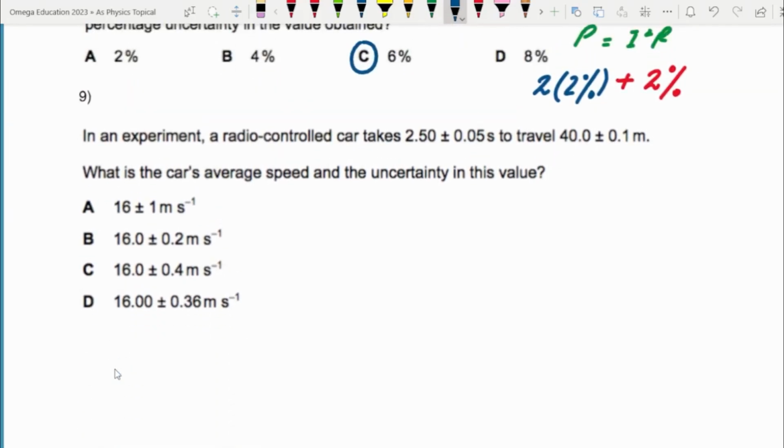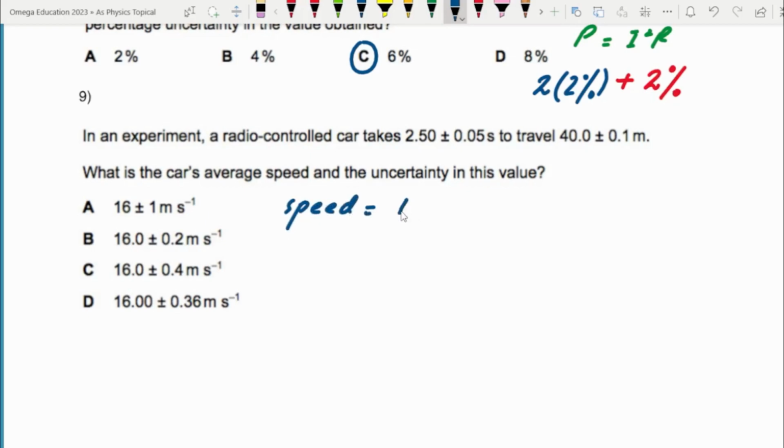Okay, let's take a look at the next one. You're given the value of time, you're given the value of distance, and you need to find the average speed and the uncertainty. Okay, so for speed, let us find the principal value first.